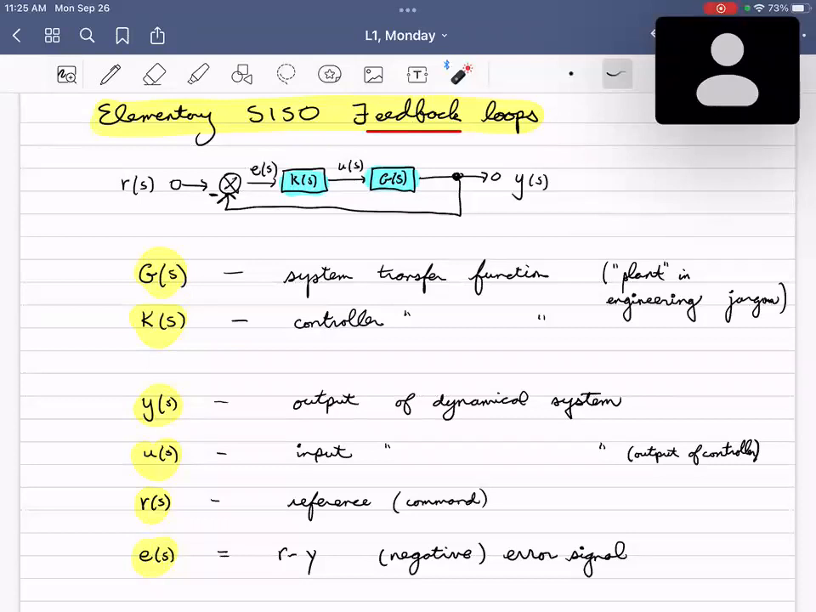Okay, so when you're doing it, remember that this relationship here means that U is K times E. Y is G times U. And then the input here, the error, is R minus Y. So if you put all of that together and just solve for Y in terms of R, then one should come up with something.